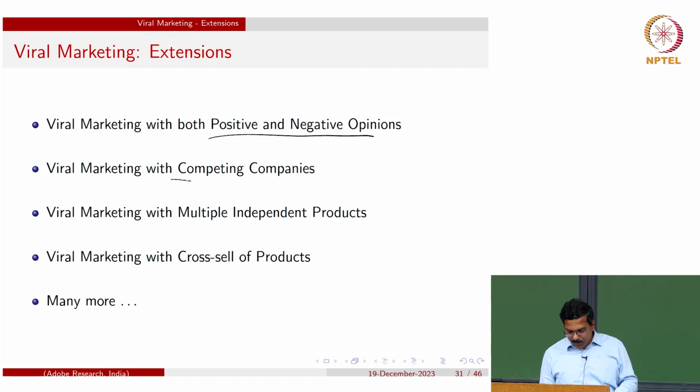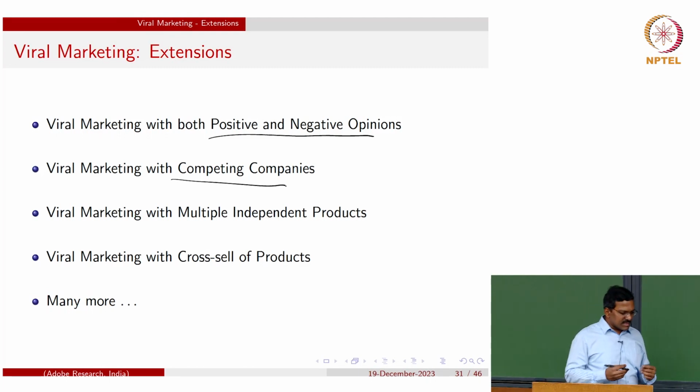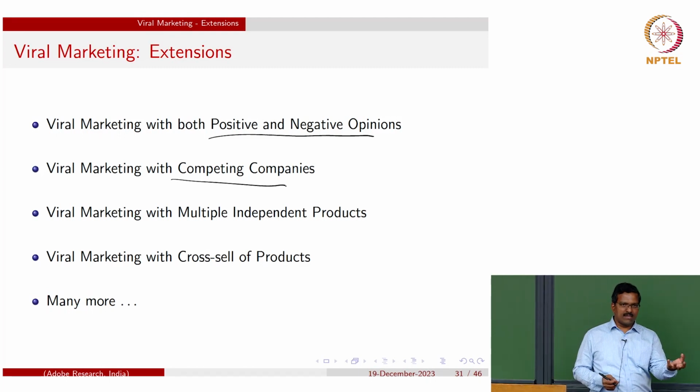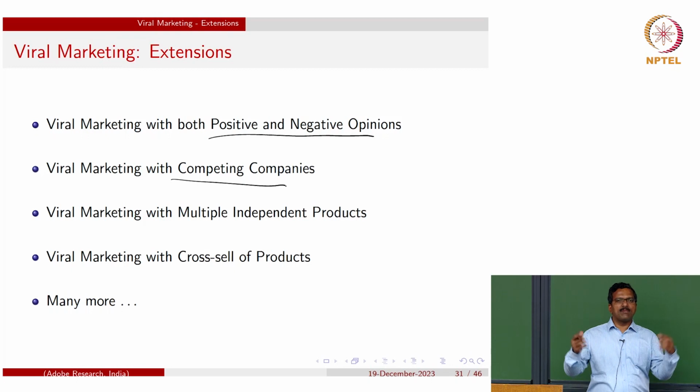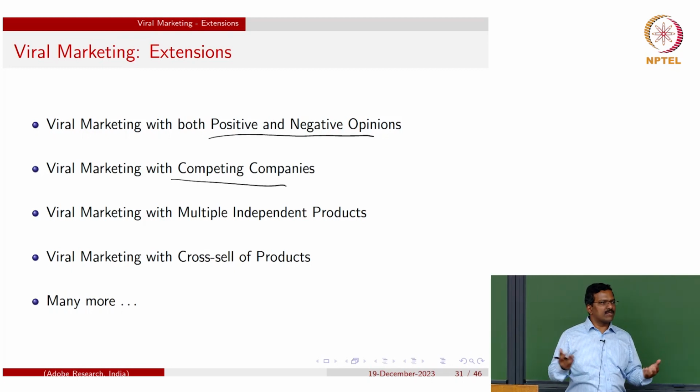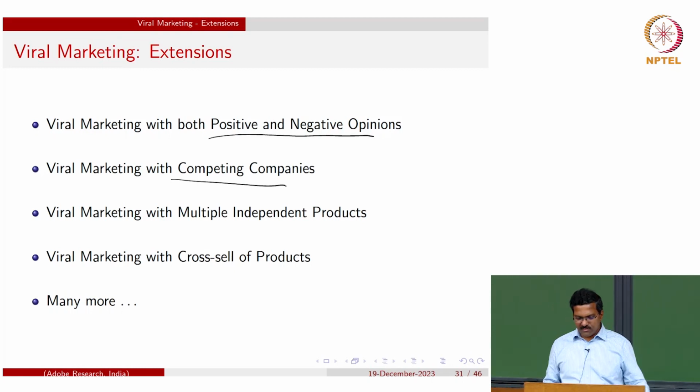Viral marketing with competing companies. In the first scenario, I'm considering only one company, but in the market, there may be products being introduced from multiple companies, right? If you consider chat applications, there are so many you can use, not just one particular chat application, right? And any broadband connection or any telephone network, there are so many options, but which one is the most important for me depends on my own preference among these available network options as well as my friends' recommendations.